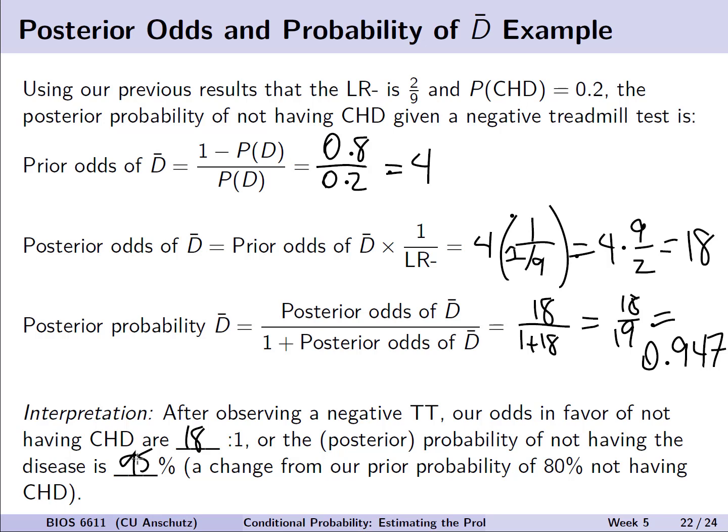So again, we were already fairly confident that any random person would not likely have coronary heart disease, but the negative treadmill test result further reinforces this idea and makes us more confident in that conclusion.